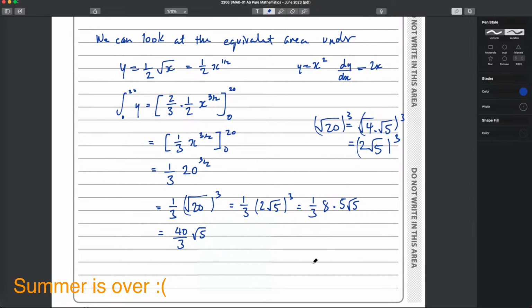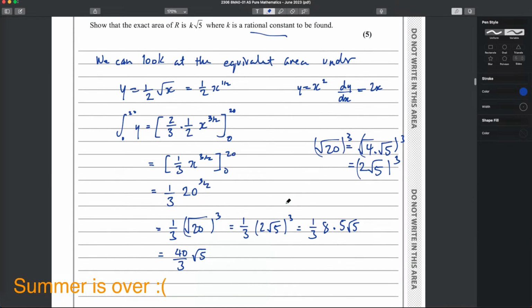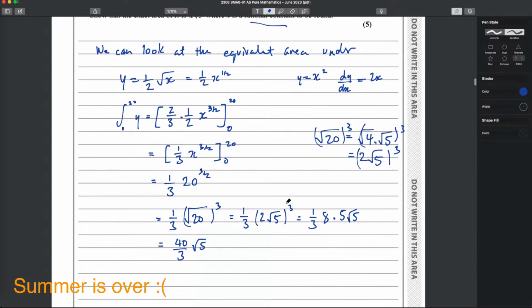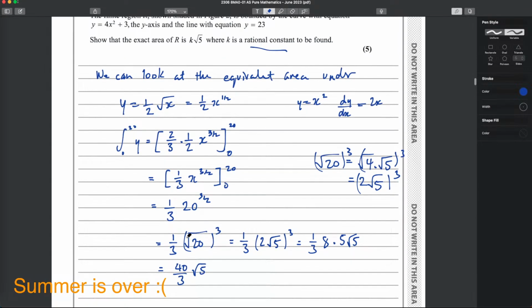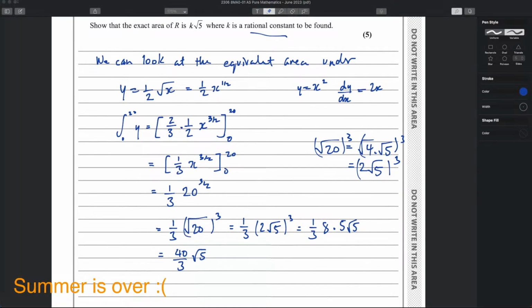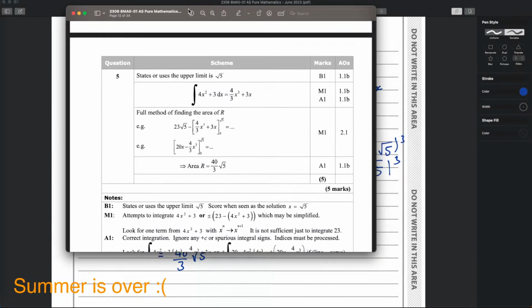But in any case, let's check the solution. So the rational constant to be found is hopefully 40 on 3. Yes, it is 40 on 3. By the way, I should just pull this up, it's a bit hard because my mouse isn't working too well. This is what I'm looking at, the mark scheme, and I'm not going any further because I don't want to look at the solutions to the questions I haven't done yet.